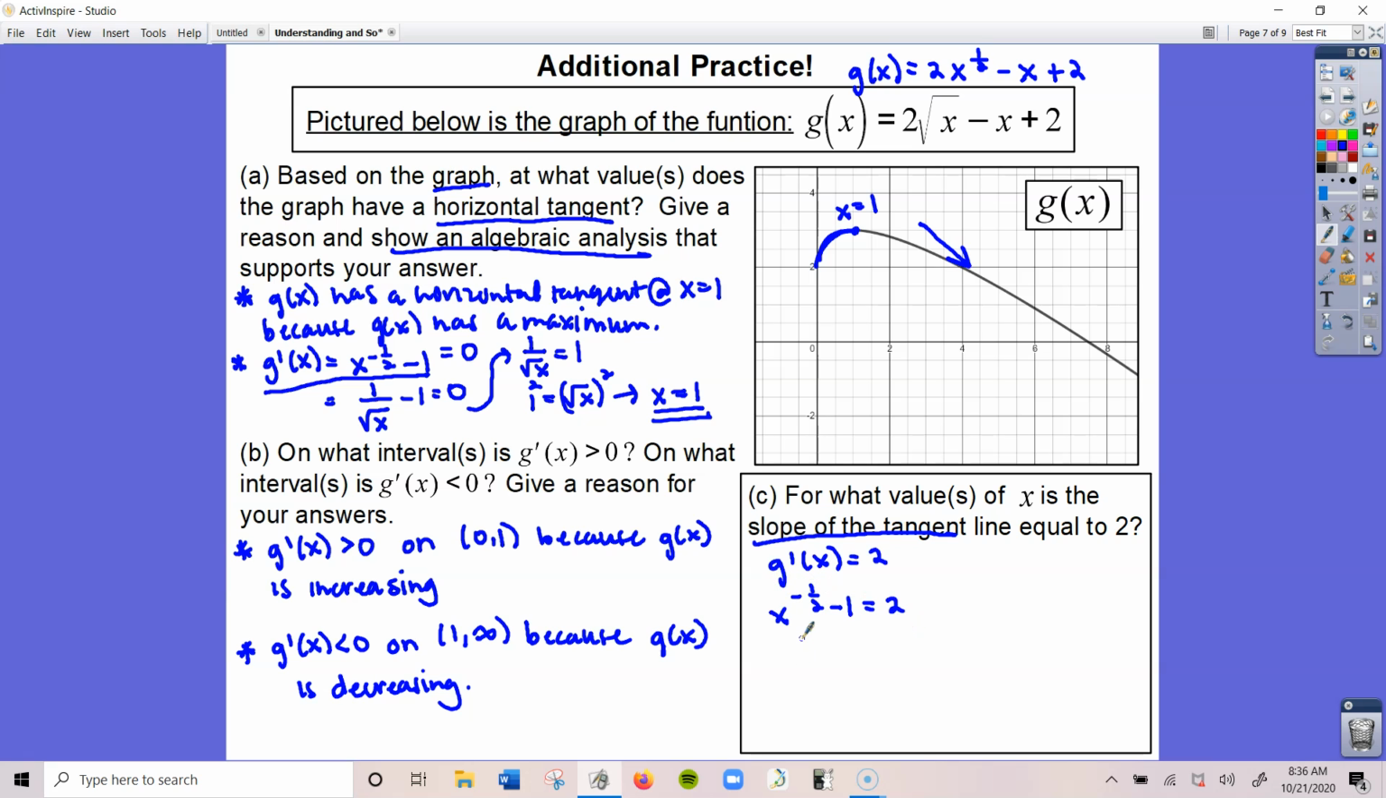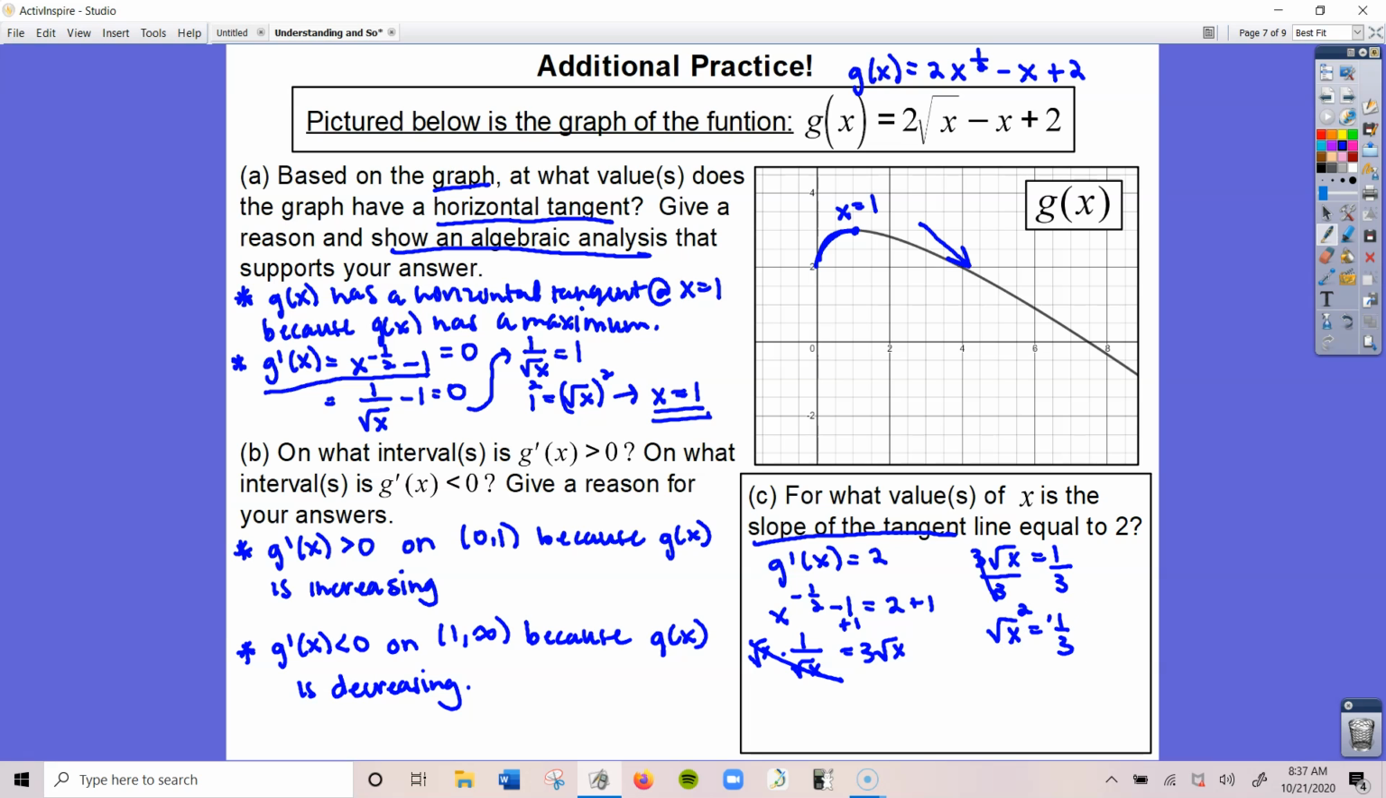Now remember, we rewrite this as 1 over the square root of x. I'm going to add the 1 over, so it equals 3. Then we would multiply the square root of x to both sides to cancel it out. So we have 3 square root of x is equal to 1. Divide by 3. We have the square root of x is equal to 1/3.